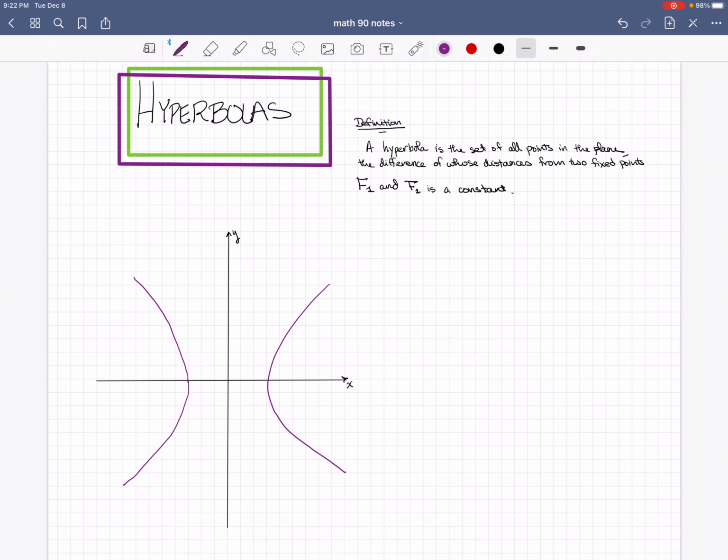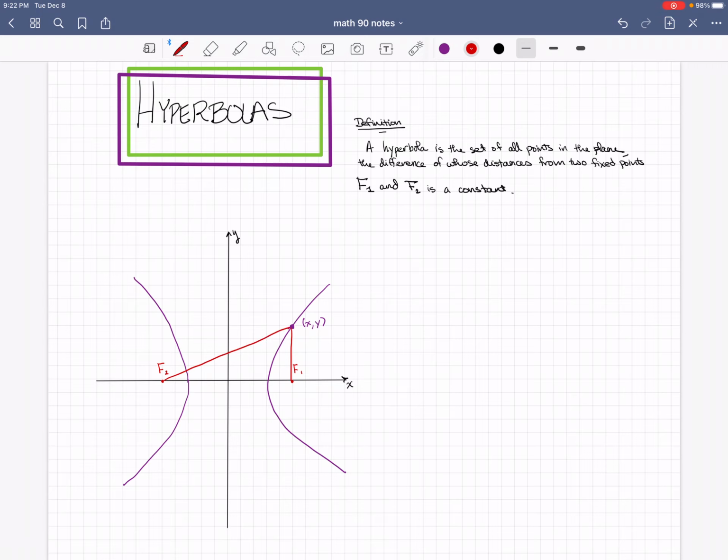So then we have these two foci. So let's say this is f1 and this is f2. Okay, and I'm going to pick a point on the hyperbola. Let's just call it (x, y). And now let's look at the two distances to f1 and f2. So here is this one, and then here is the other one.